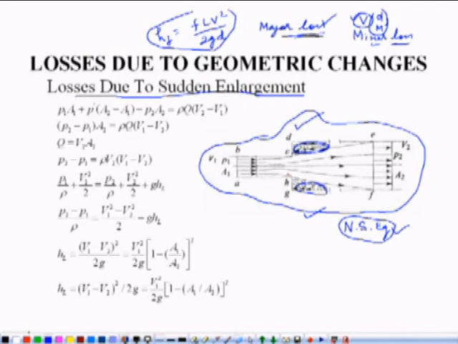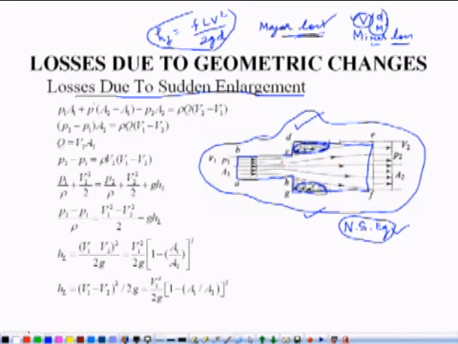Another approach is the control volume approach. In the control volume approach, we select a control volume and apply some governing relationships. With the help of those relationships, we can also find the head loss due to this phenomenon, which is known as sudden enlargement, right. So, we select this control volume A, B, C, D, E, F, G, H and A. So, this is our selected control volume.